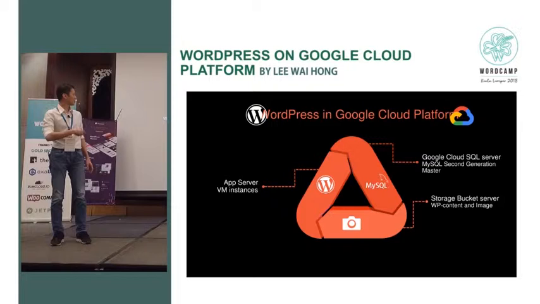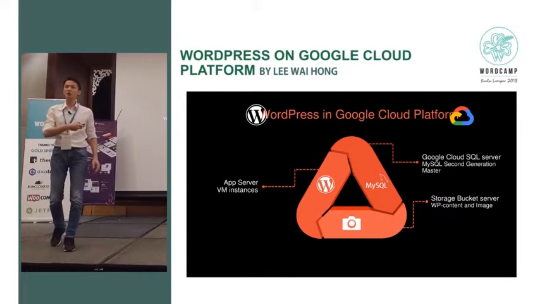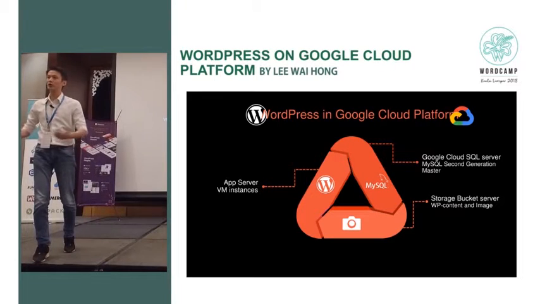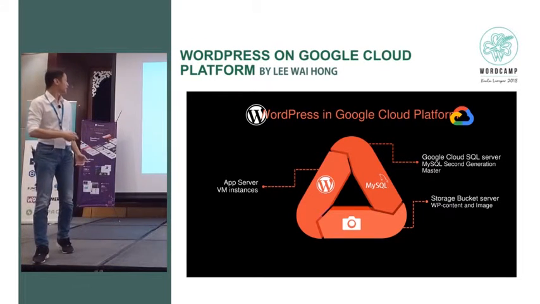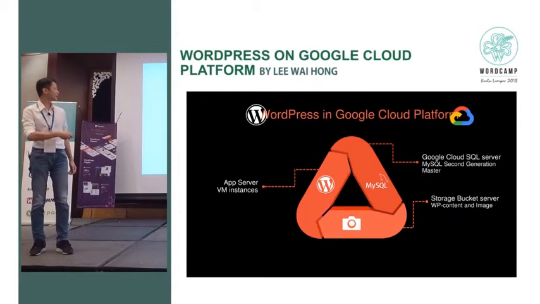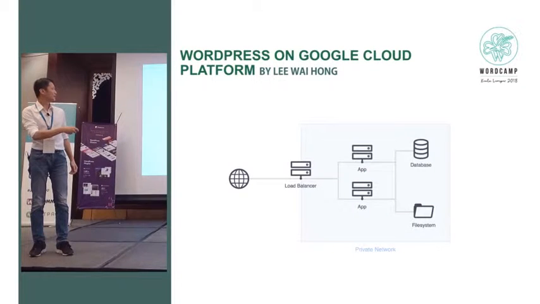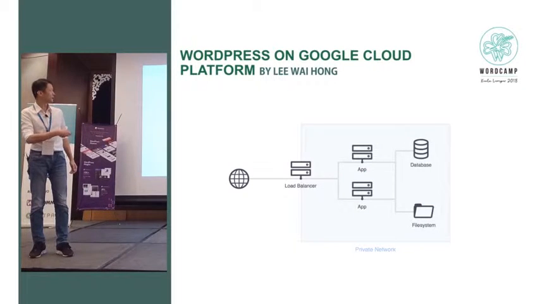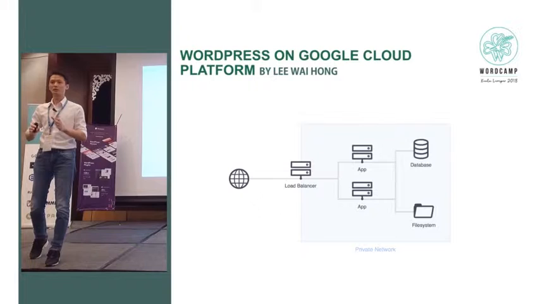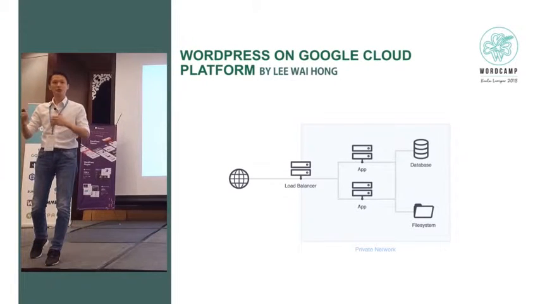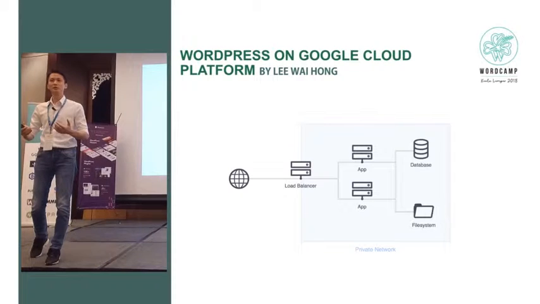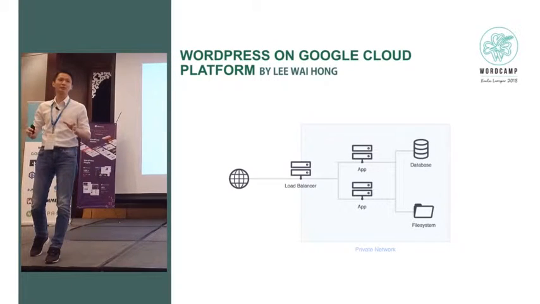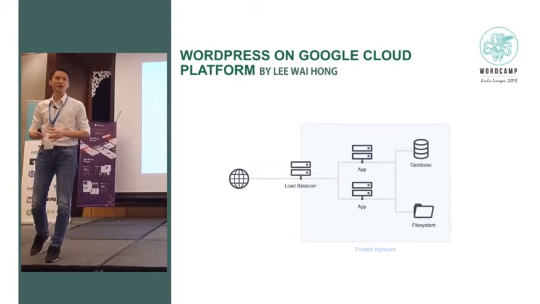when your app server suddenly gets a huge amount of traffic coming in, you can use the load balancer and add on machines from time to time to face the challenge you have. So this is the diagram that you have.